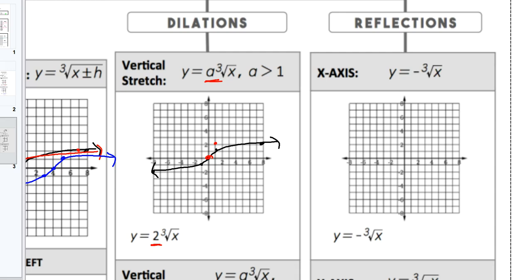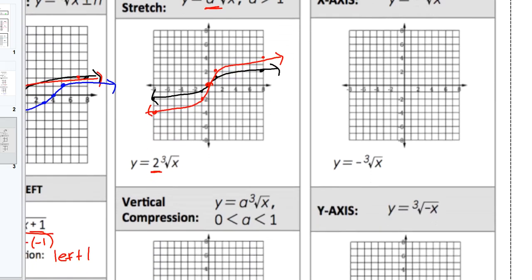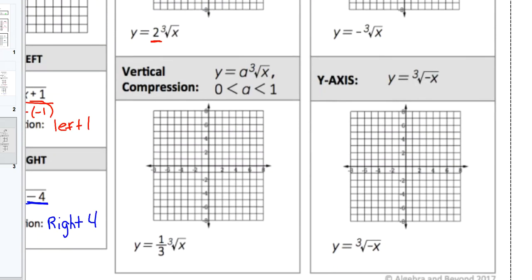And if I multiply that point out by 2, it comes up here to 4. And then the same thing happens down below. So our curve is now stretched vertically, so it makes it a little taller in both directions, up and down. Opposite of that is a vertical compression.